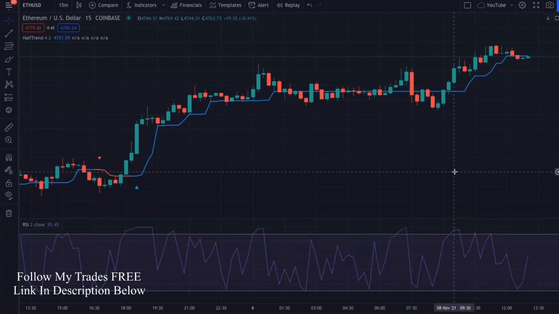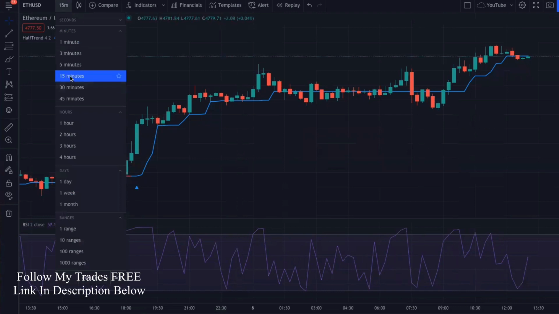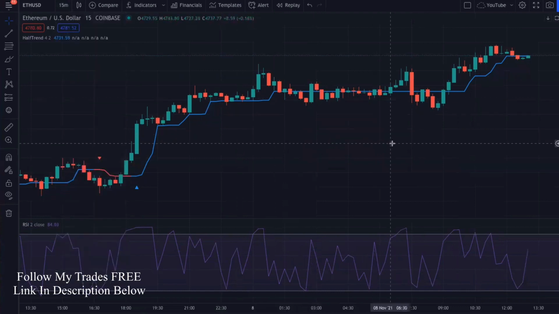Now that we've set up the charts, how does the strategy work? Number one thing, when it comes to the time frame, I've tried this on many different time frames, and for me, it's worked best on the 15 and 30-minute chart. So we're going to be taking a look at the 15-minute chart. So you can go over here, 15 minutes. It works really well on the 15-minute chart.